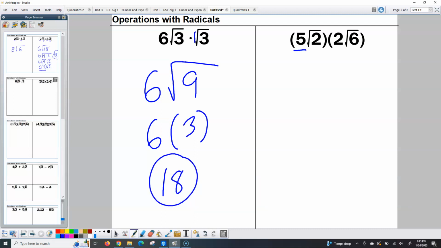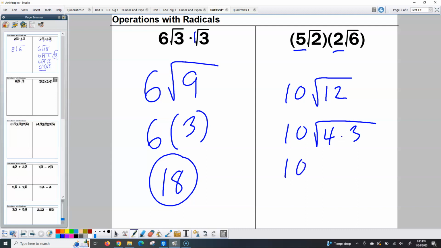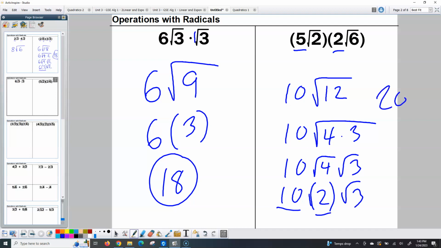Outside times outside. 5 times 2 is 10. Inside times inside, 2 times 6 is 12. There is a perfect square that goes into 12, and that is 4. That'd be 4 times 3. You could rewrite that as 10 times square root of 4 times square root of 3. And the square root of 4 is 2. So 10 times 2 would be 20 square root of 3. Final answer.